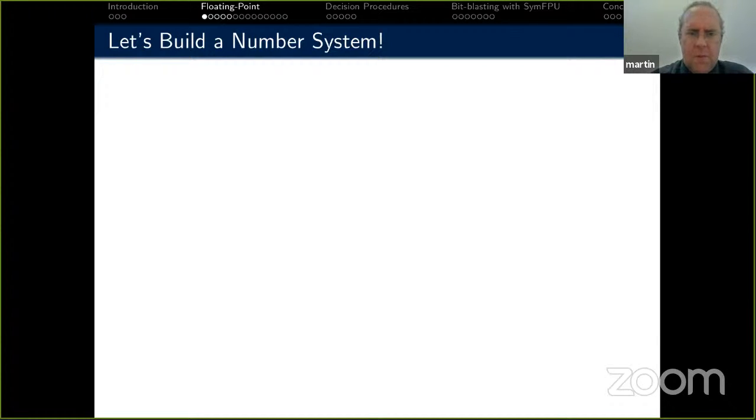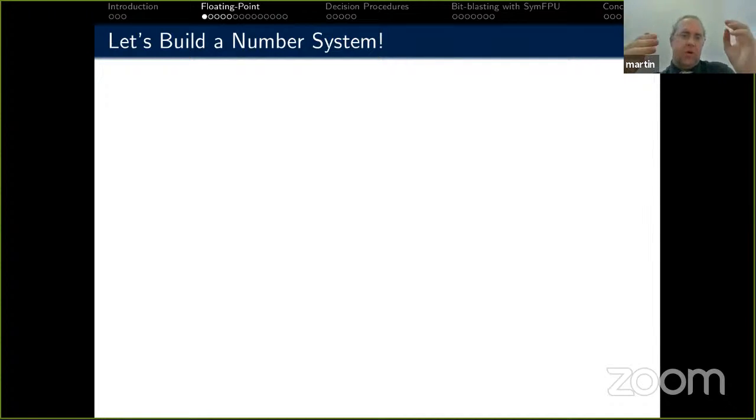So first off, let's try and build a number system. Let's assume that we have some finite length, fixed size bit strings, okay? And we want to associate those with some real values, so a real number, okay? And we have a mapping that goes from bit strings to reals.